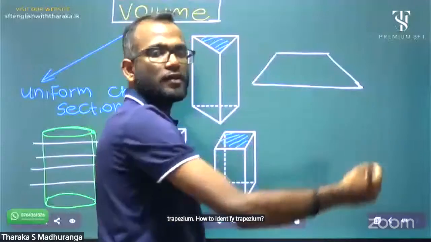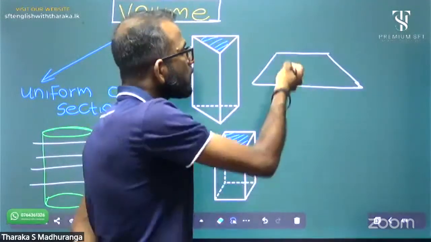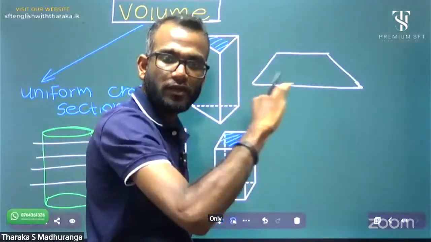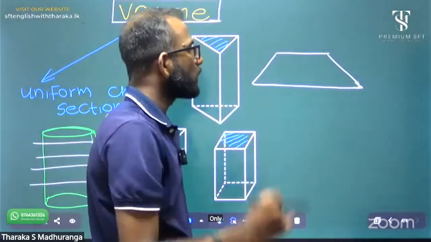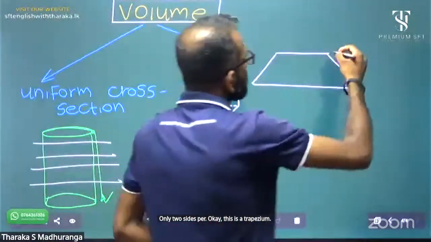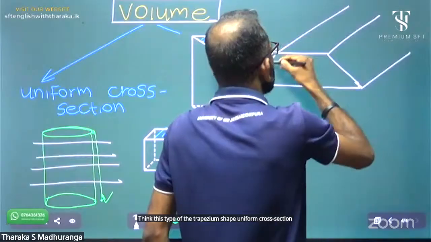Two parallel sides. Two sides parallel, the other two sides are not parallel. Only two sides parallel, right? Okay, this is a trapezium. Think of this type of object, a trapezium-shaped uniform cross-section solid object.